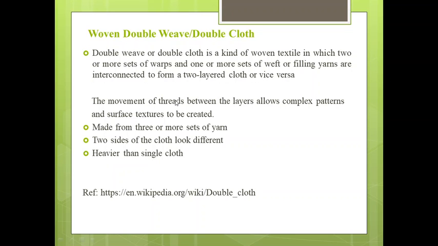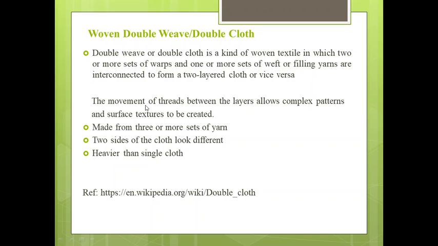Double weave or double cloth is a kind of woven textile in which two or more sets of warps and one or more sets of weft or filling yarn are interconnected to form a two-layered cloth, or vice versa. Vice versa means you may use two or more sets of weft and one set of warp, or two or more sets of warp and one set of weft. Either way you can produce the double cloth.